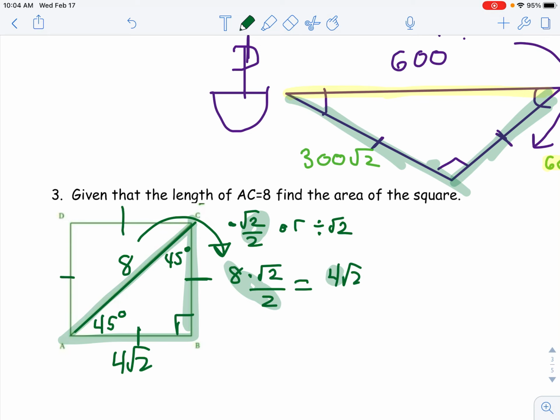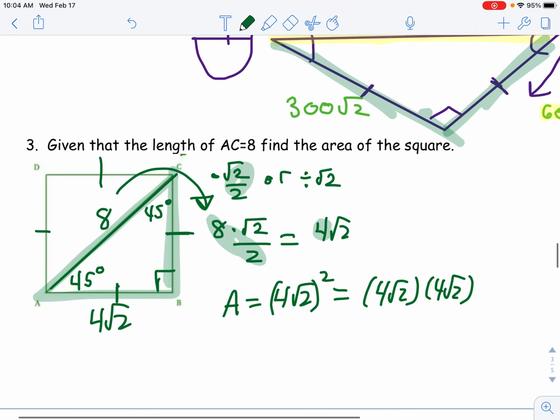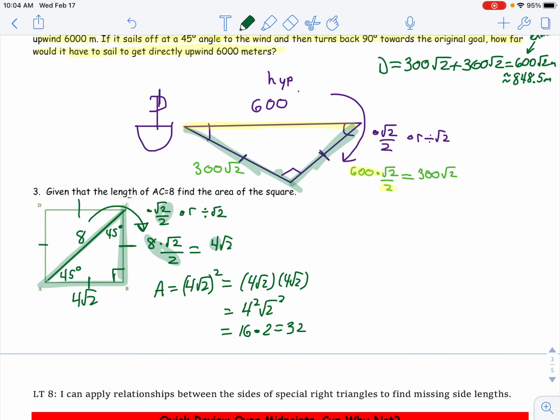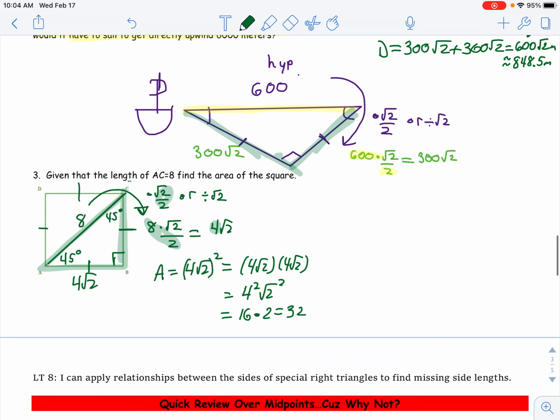So remember, all the sides of the square are 4 radical 2, and we know that given the diagonal is 8. So the area of the square is just going to be 4 radical 2 squared. All right, you got to square the whole thing. So you can think of it as 4 radical 2 times 4 radical 2, or 4 squared times radical 2 squared, which is 16 times 2, or the area of the square is 32. So not only can we find the area of a square given a side length, we can also find the area of a square given its diagonal. Ooh, I'm feeling the power of these special right triangles.